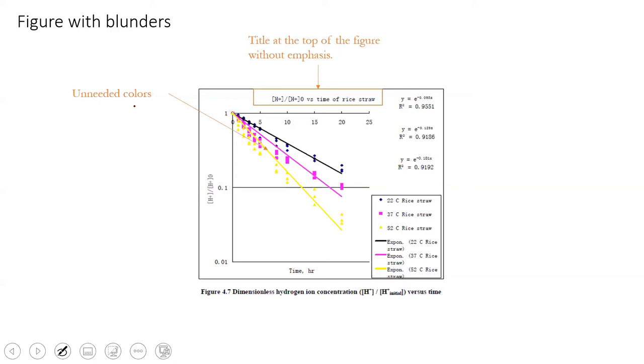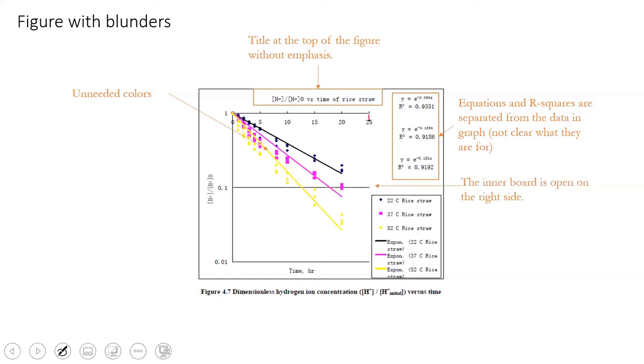The title is on the top. There was no emphasis. There are equations with R square values separated from the data. There's no arrow pointing them to relate the equations to the data, so it's useless. It's worse than useless, because it takes up the white space. There should be a line here, right?